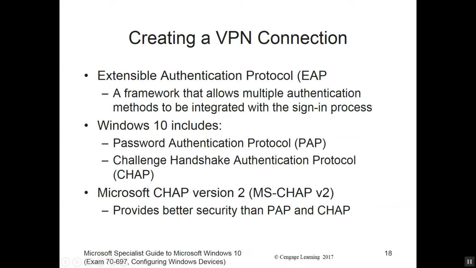We're going to create the connection. We've got EAP, or Extensible Authentication Protocol. It's a framework that allows multiple authentication methods to be integrated with the sign-in process. Win 10 includes PAP, Challenge Handshake Authentication Protocol, or CHAP, and then we've also got CHAP 2, which has got better security than either of the previous two.